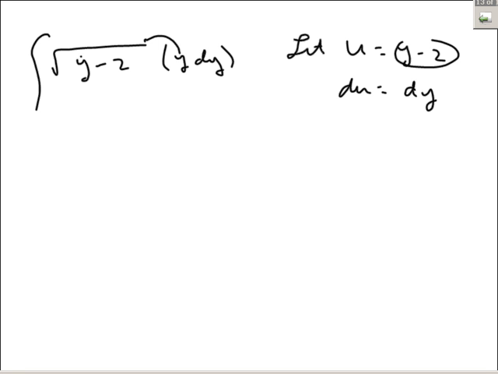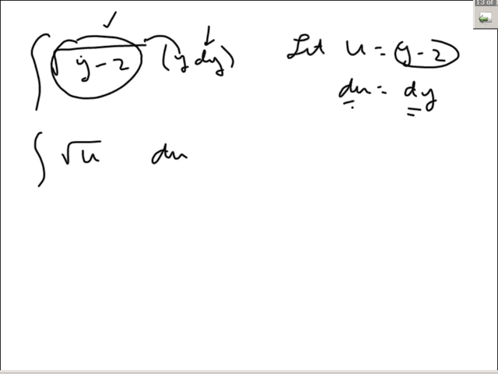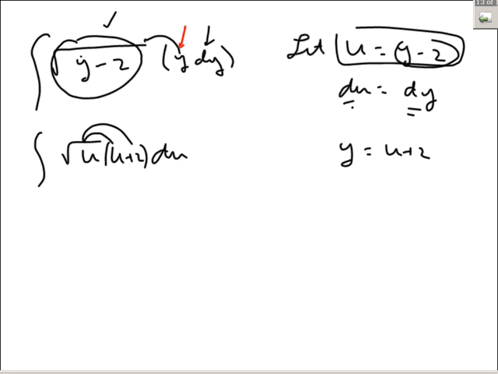Okay, and so this piece becomes the square root of u. dy becomes du. Now here's what I mean when I say you have to be honest. You now have to say, well, what's y? You have to justify every piece. Well, if you add 2 to both sides, you get that y is u plus 2. Okay? U plus 2.